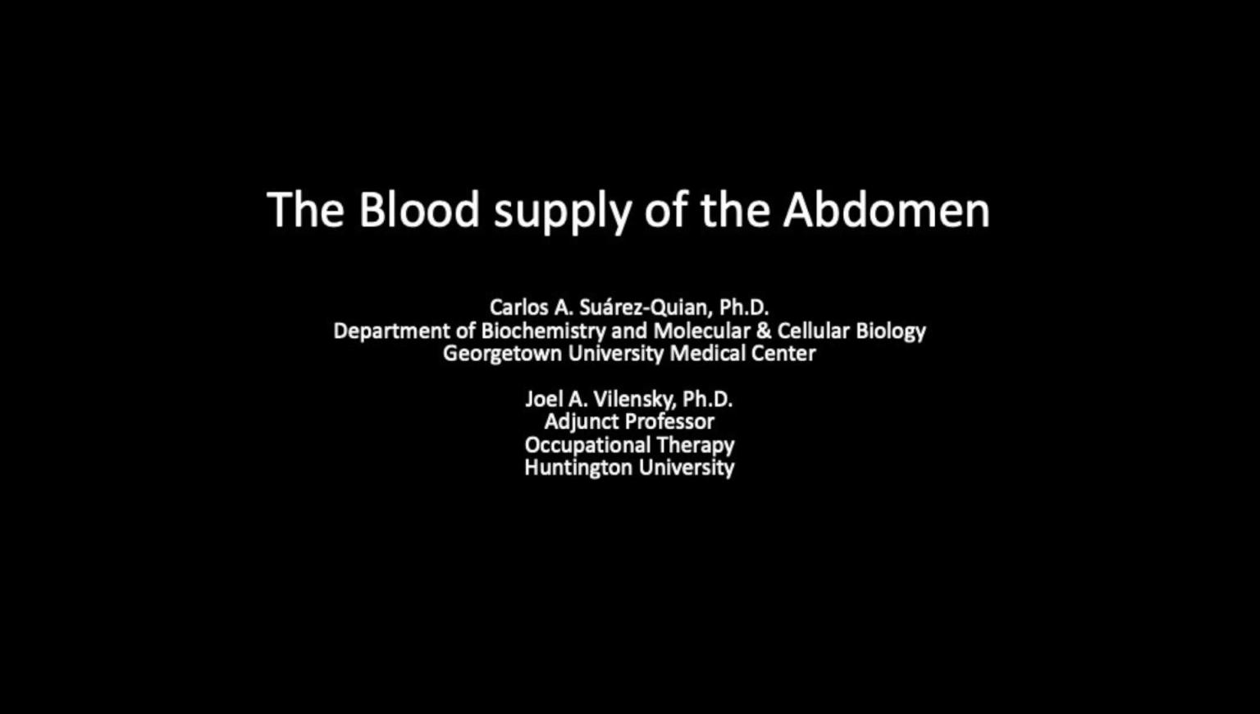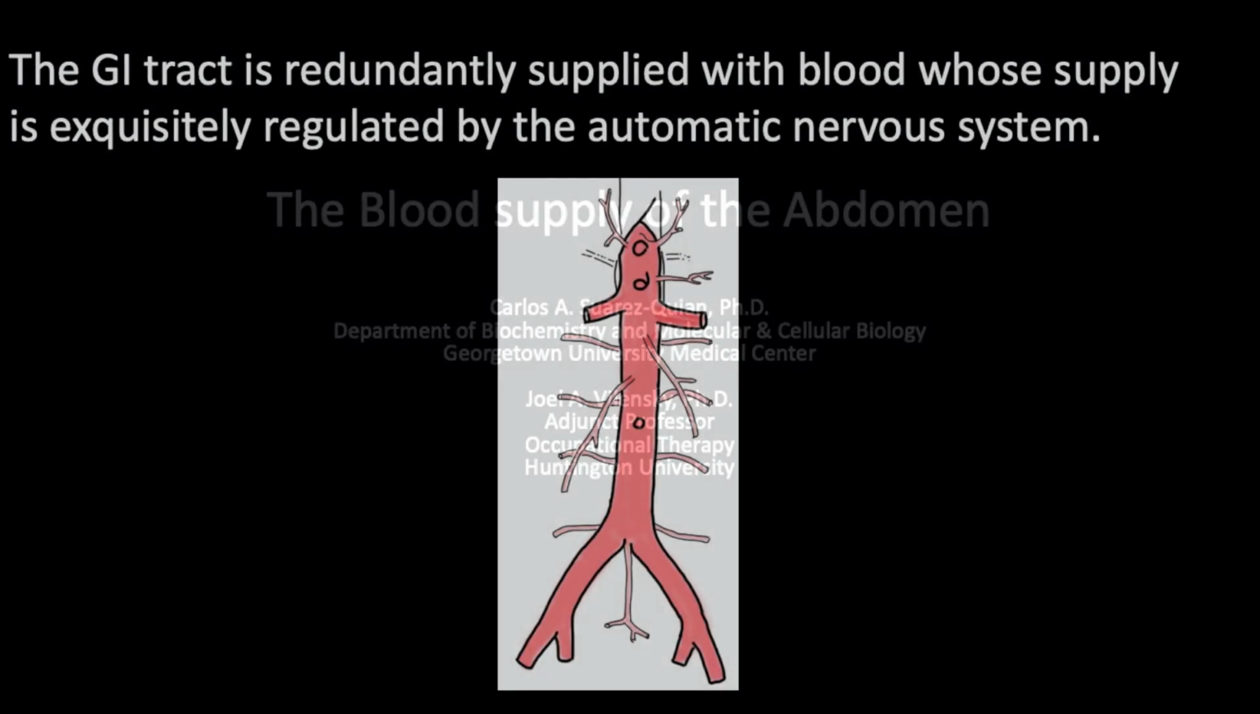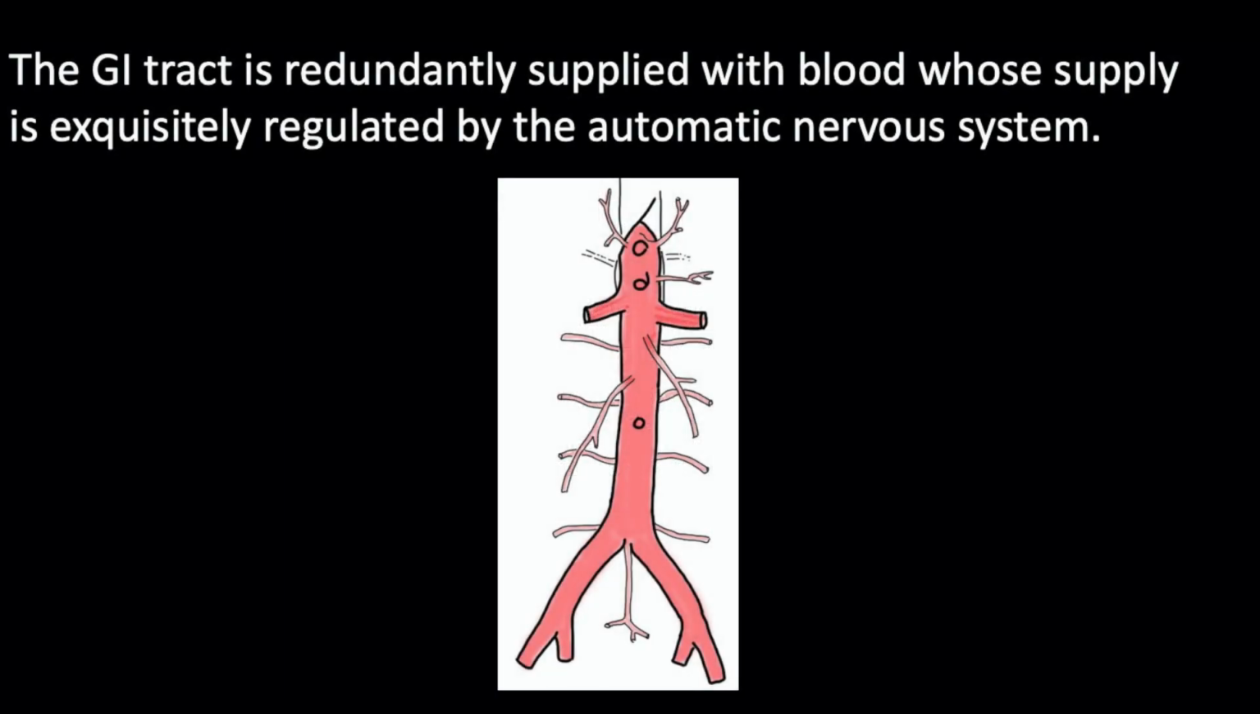In this video, we describe how to dissect the extensive blood supply of the abdomen. This work was created by Dr. Carlos Andres Suarez-Quian and Dr. Joel Walensky. Dr. Suarez-Quian is the narrator of this video. The GI tract is redundantly supplied with blood, whose supply is exquisitely regulated by the autonomic nervous system.